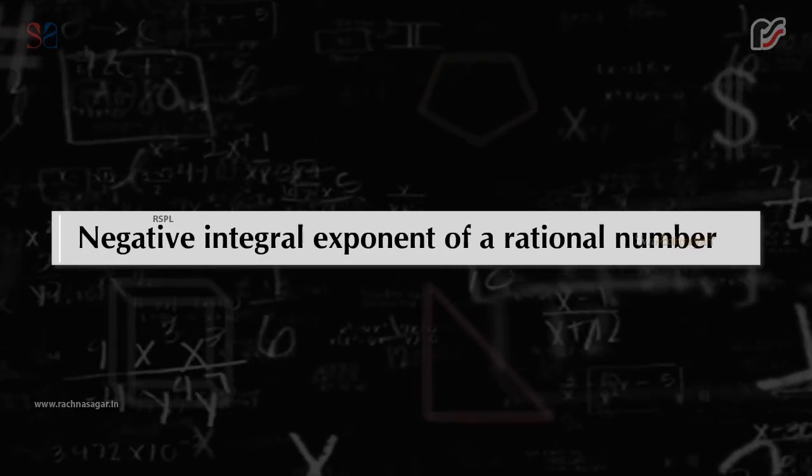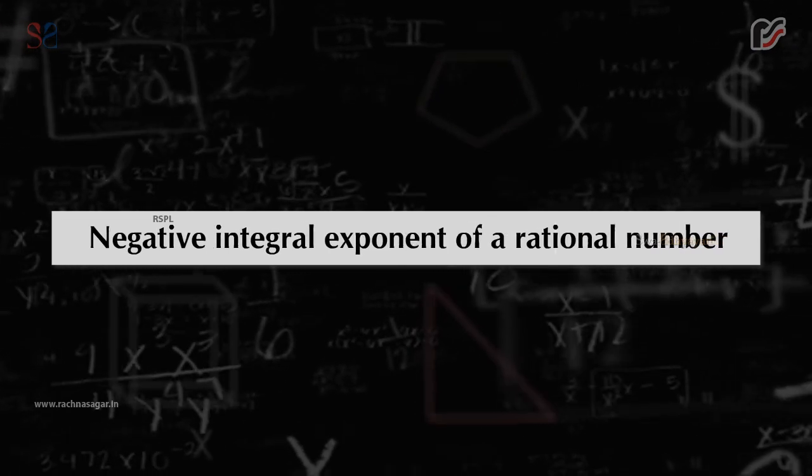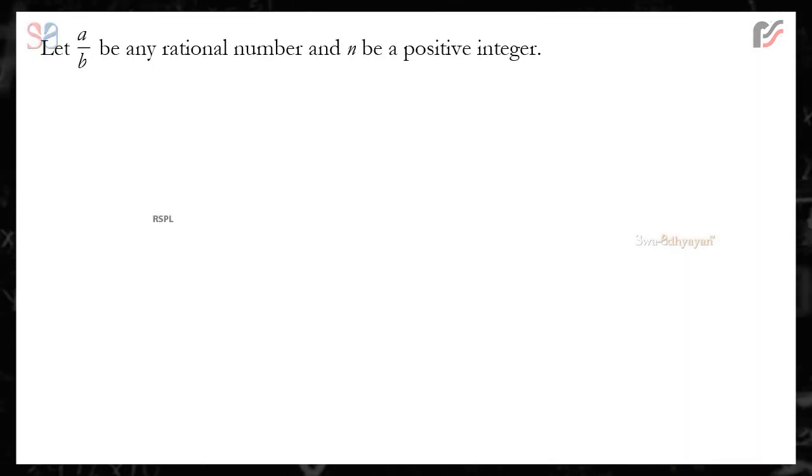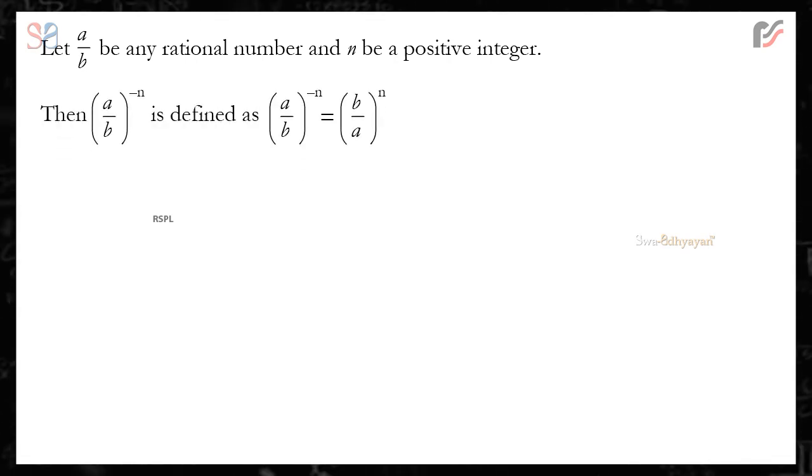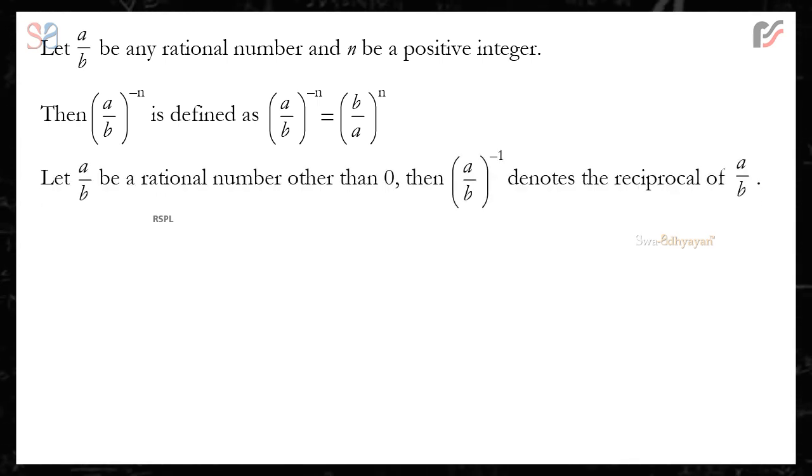Negative integral exponent of a rational number. Let a by b be any rational number and n be a positive integer. Then a by b whole raised to power minus n is defined as a by b whole raised to power minus n is equal to b by a whole raised to power n. Let a by b be a rational number other than 0. Then a by b whole raised to power minus 1 denotes the reciprocal of a by b.